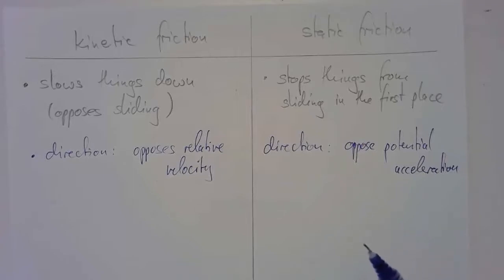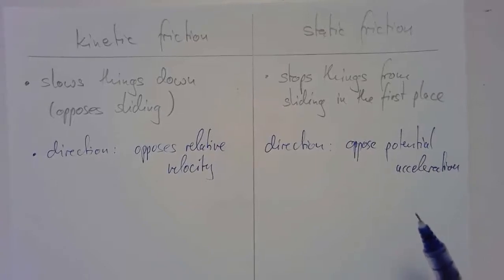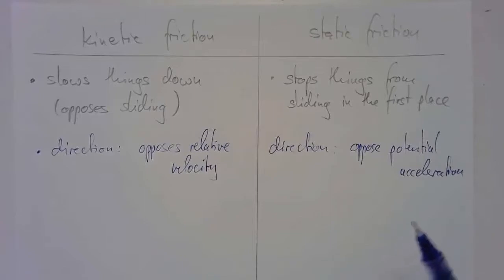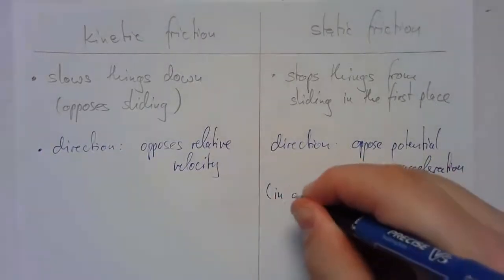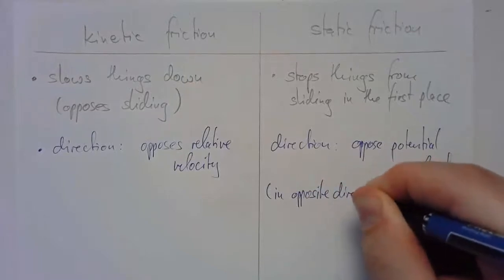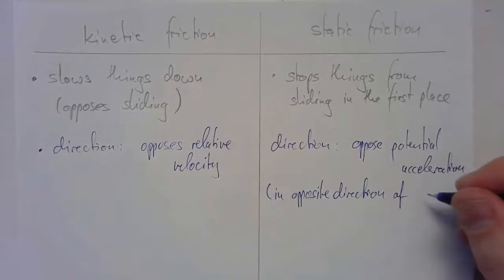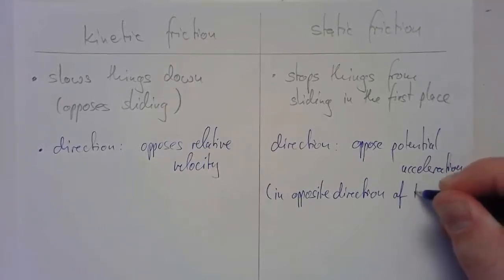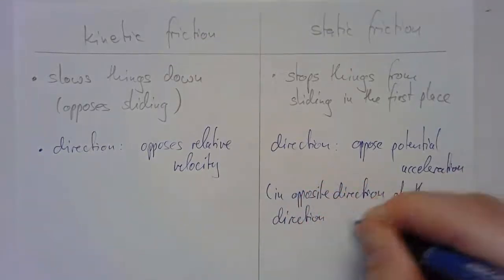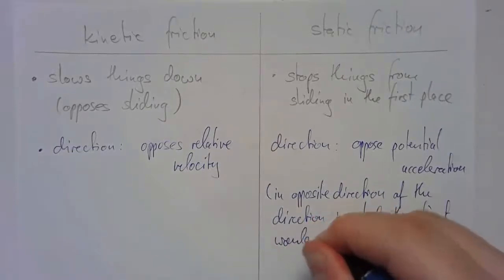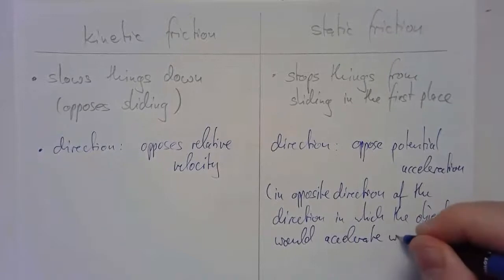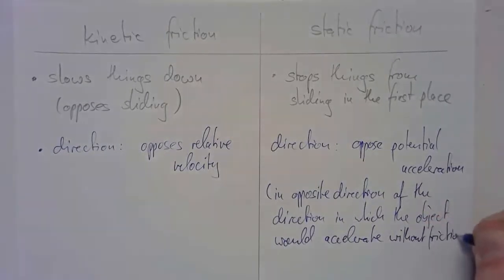But I know friction has to act up the hill because gravity is trying to pull the car down the hill, and the reason it's not moving is because something is opposing that. So the direction of the force opposes the way in which the object would accelerate if there wasn't friction. It's a slightly more roundabout way of saying it. So let me write this down. In the opposite direction of the direction in which the object would accelerate without friction.